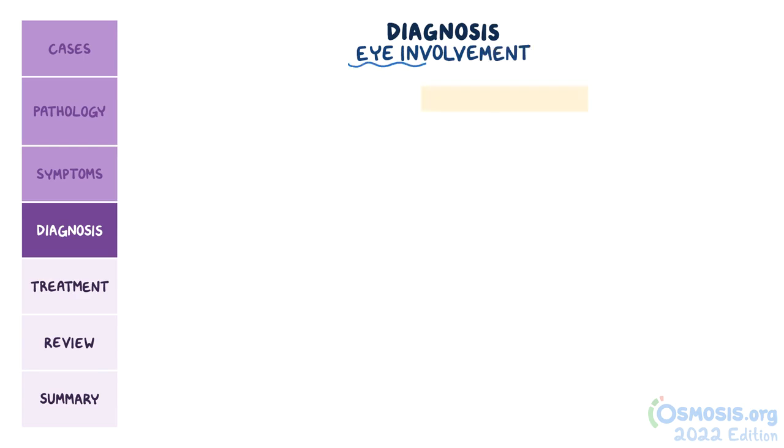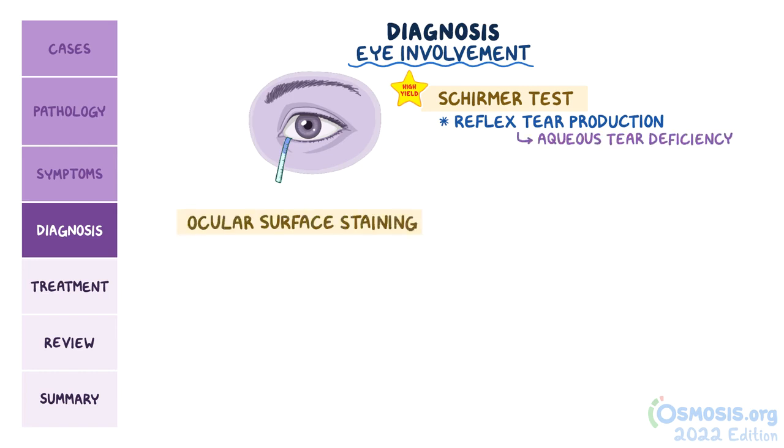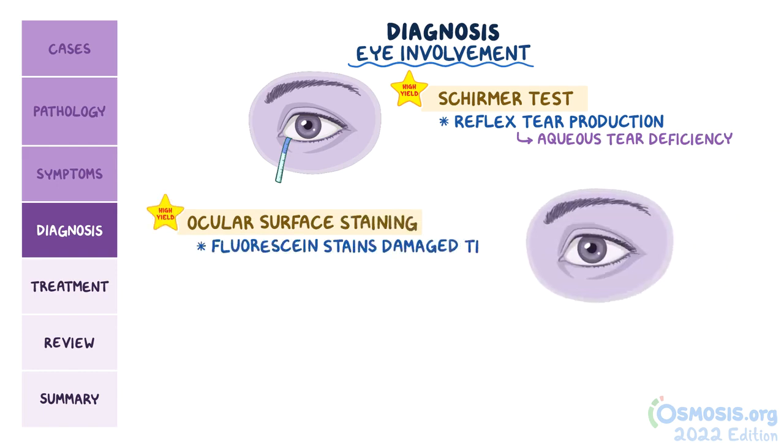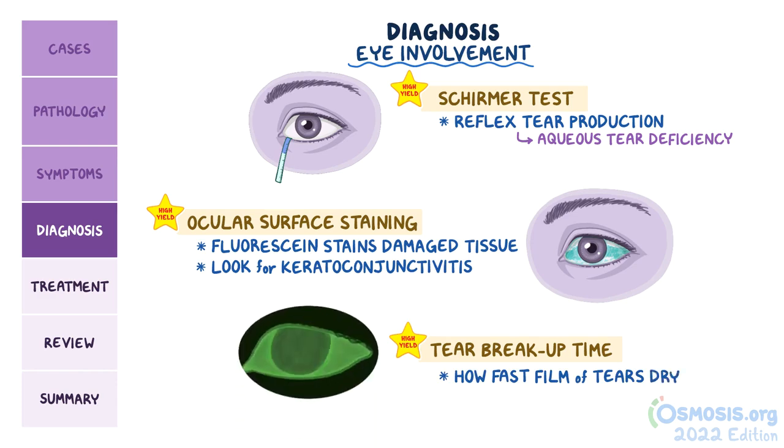Eye involvement is tested by the Schirmer test, which measures reflex tear production, and it typically shows aqueous tear deficiency. Another test is ocular surface staining. That's where a dye like fluorescein is used to stain areas of damaged tissue, which is then observed under a slit lamp to look for signs of keratoconjunctivitis. And the final test is the tear breakup time, which assesses how fast the film of tears that normally spreads over the eyes while blinking takes to dry. In Sjogren syndrome, this occurs faster than normal.